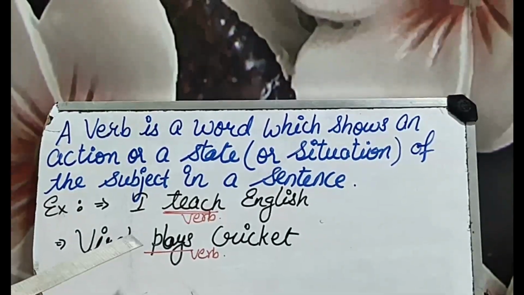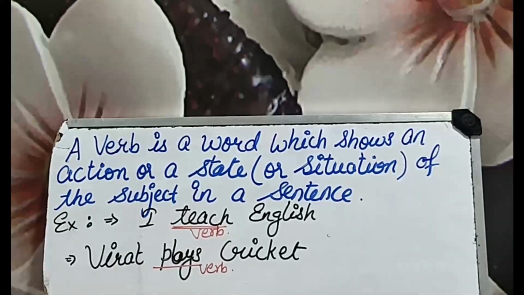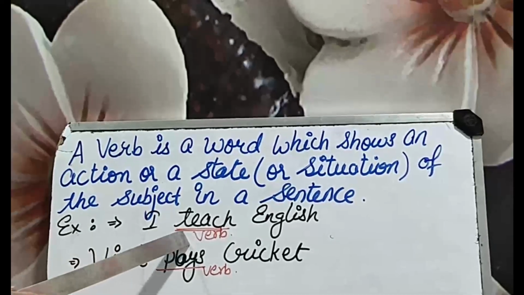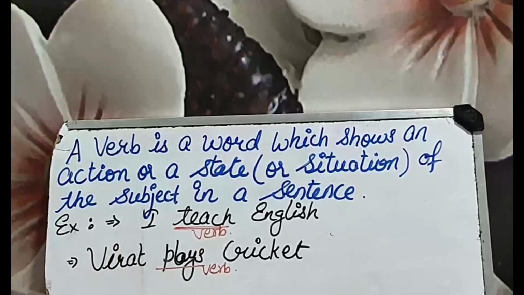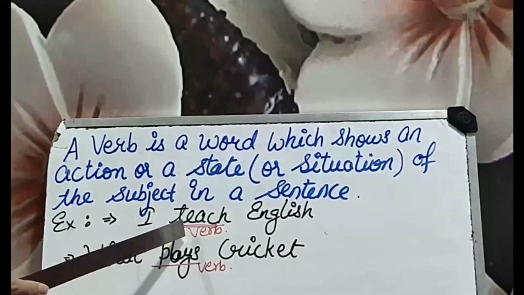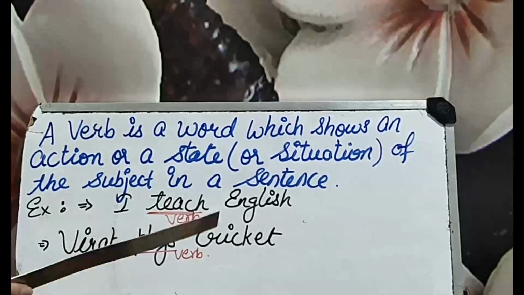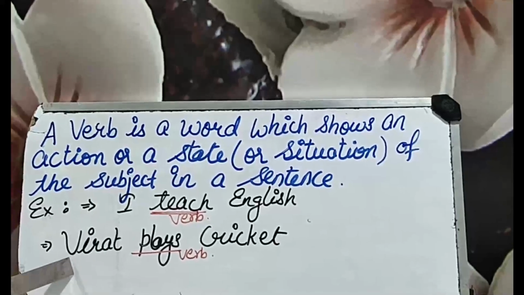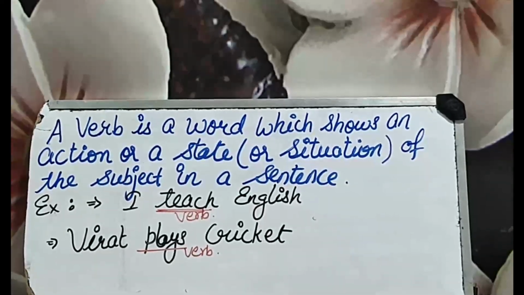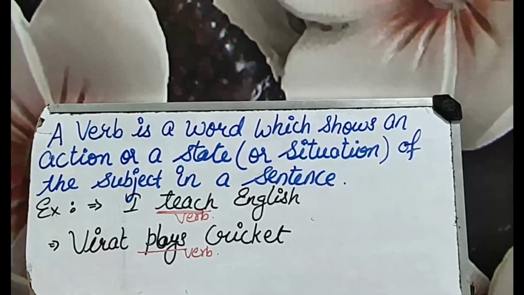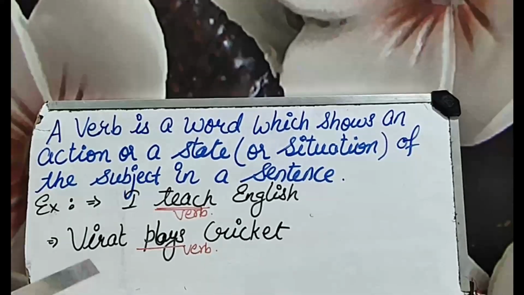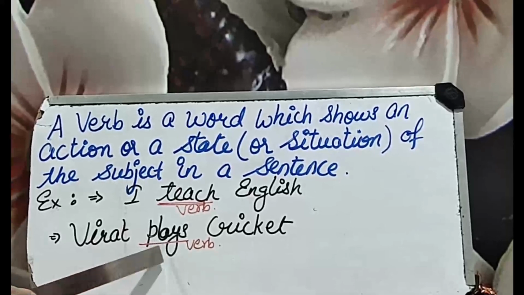So in this sentence, teach is a verb, and why is teach a verb? Because it's showing action, meaning I am doing some action, that is, I teach English. Second example, Virat plays cricket. Now plays here is again a verb. So what is the action of Virat? Virat's action is that he plays cricket.